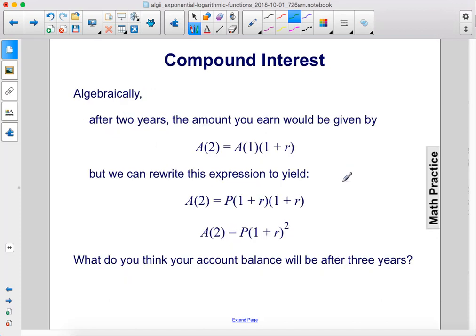Algebraically, after 2 years, the amount you would earn would be given by A of 2 equals A of 1 times (1 plus R). But we can rewrite this expression to yield A of 2 equals P, for principal, times (1 plus R) times (1 plus R). So A of 2 equals P times (1 plus R) squared. What do you think your account balance will be after 3 years?